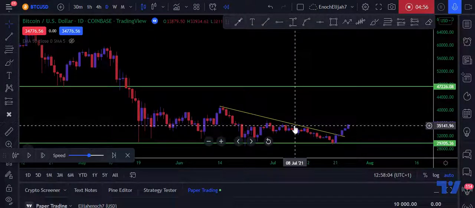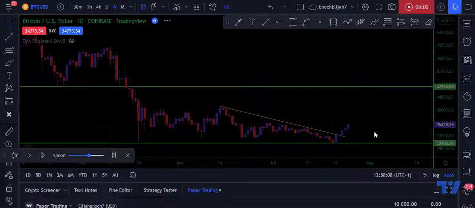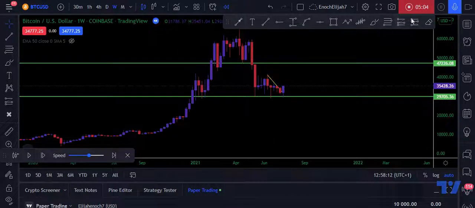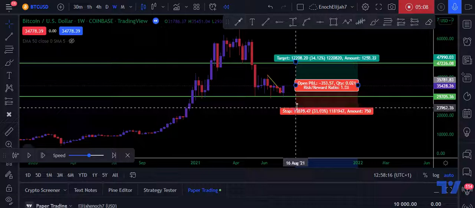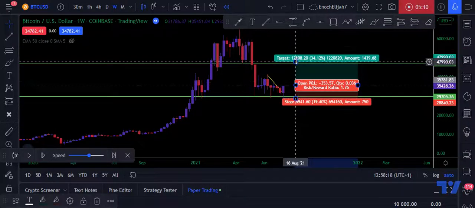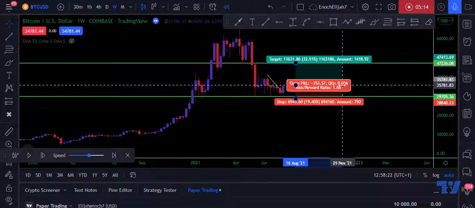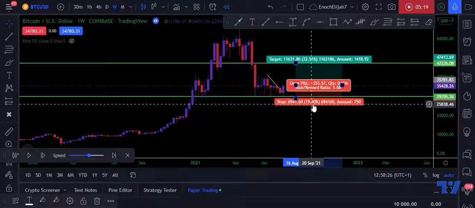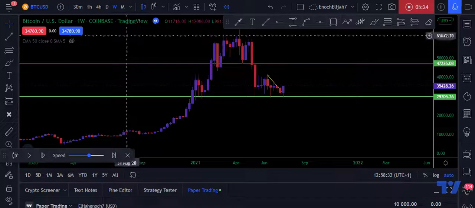Now some people will enter right at this support with this bullish engulfing candle we have on the weekly. They actually enter right here for a buy. Stop loss, this will be the target, and this will be the stop loss. But for me, this is a wide stop loss. 80.4% is too big for me. So I love to enter at a very low risk zone.